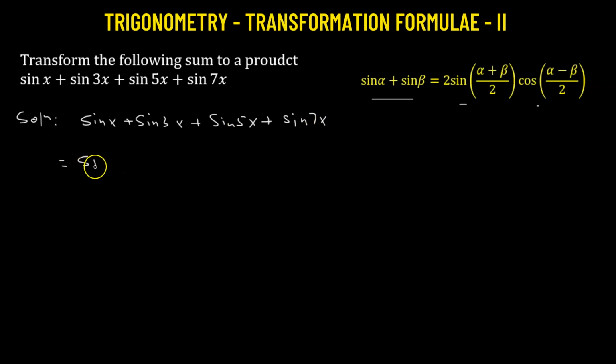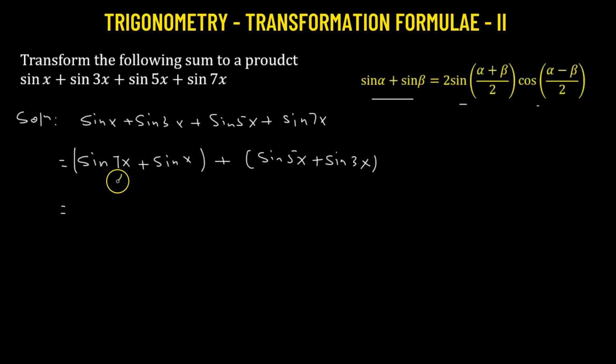So let's do one thing. We are going to add sine of 7x with sine of x. This is going to be one sum, and then we are going to add sine of 5x with sine of 3x. However, we can start with any two sine functions at a time. Why I'm doing it in this particular fashion will be evident in a moment. Fine. Now let's use the formula.